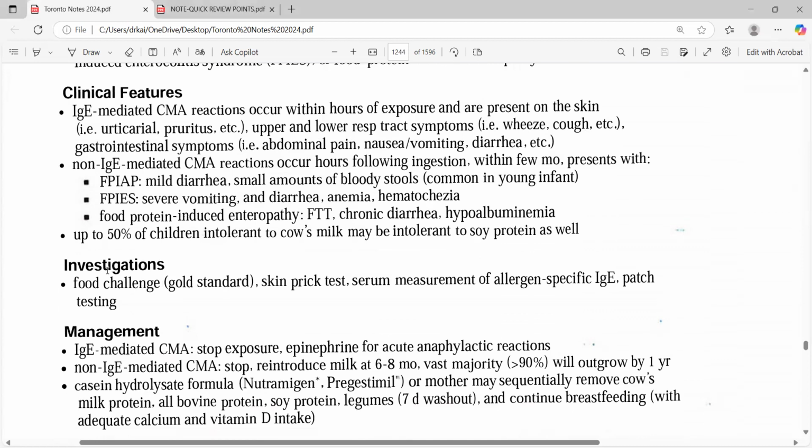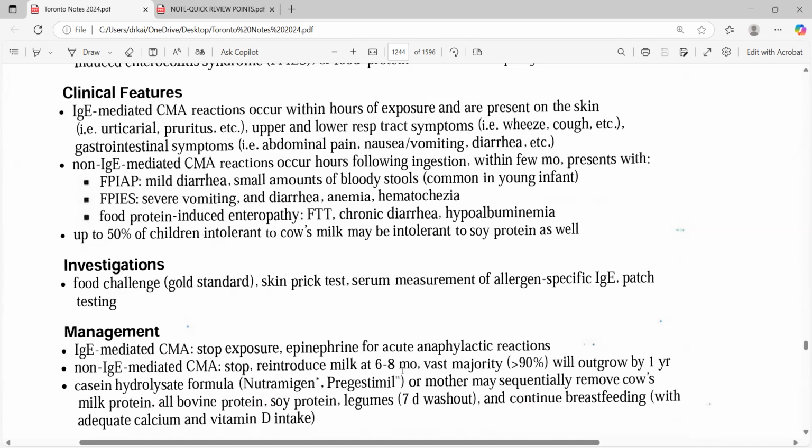So what is the investigation? Investigation is food challenge. That's the gold standard. Skipping the cow milk from the diet will help you more than enough. Then skin prick test can be done to find out if he has any allergy, serum allergen-specific IgE, and patch test. Usually we go for food challenge, and that's more than enough. Then management: for IgE-mediated CMA, stop exposure, and epinephrine should be given if it's an allergy or anaphylaxis reaction. If it's non-IgE-mediated, then just reintroduce the milk in 6 to 8 months.